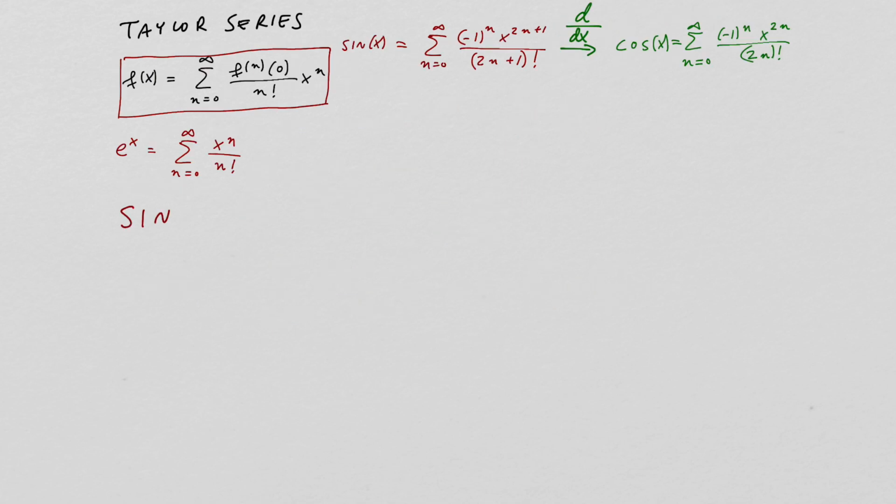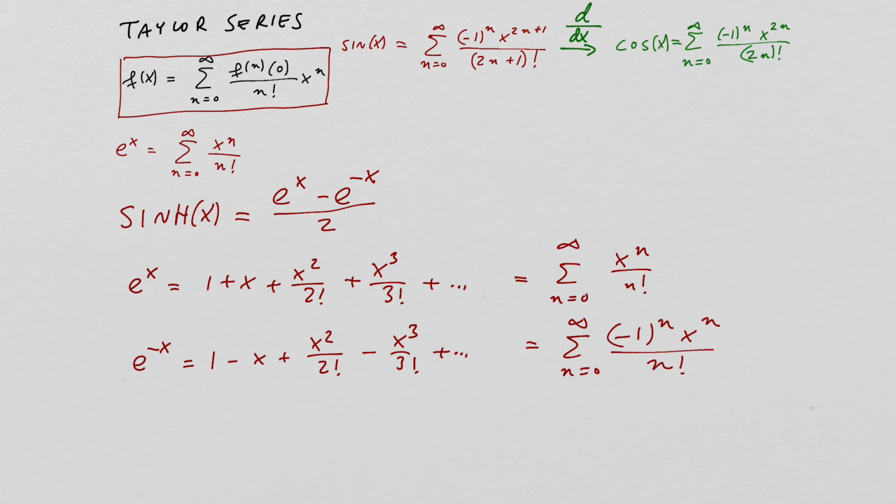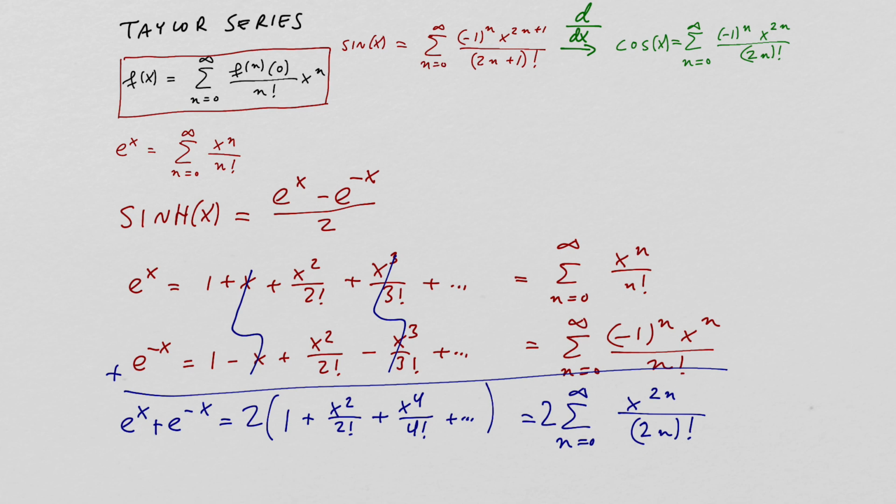The hyperbolic sine is defined to be e to power x minus e to power minus x divided by 2. By using the expansion of e to power x, we can write the expansion of e to power minus x. We find out that if we sum these, then every other term will cancel out. So for this function here, we would obtain something like this.